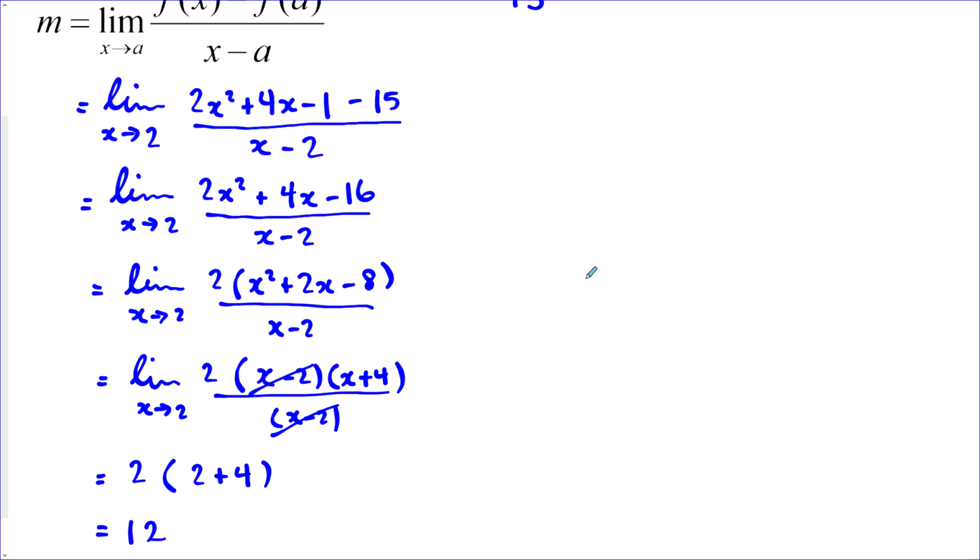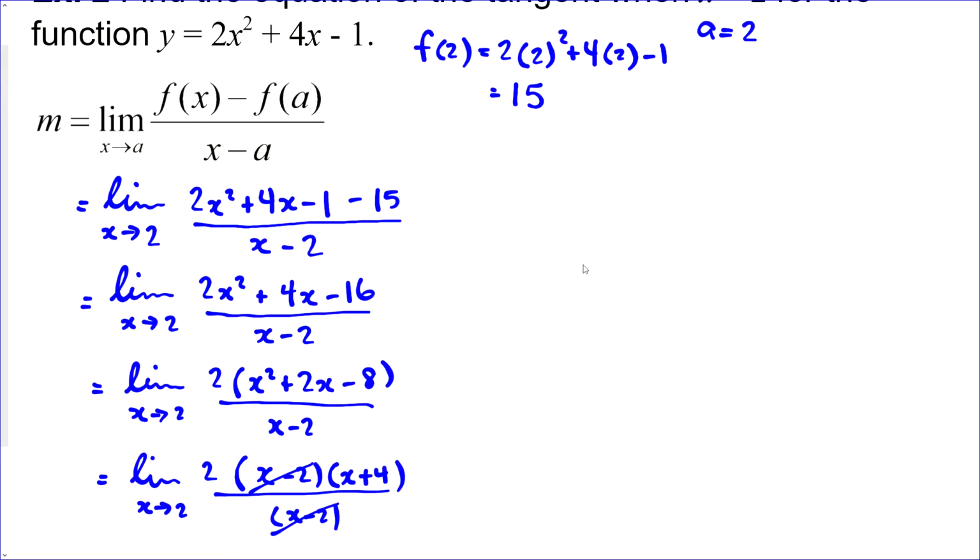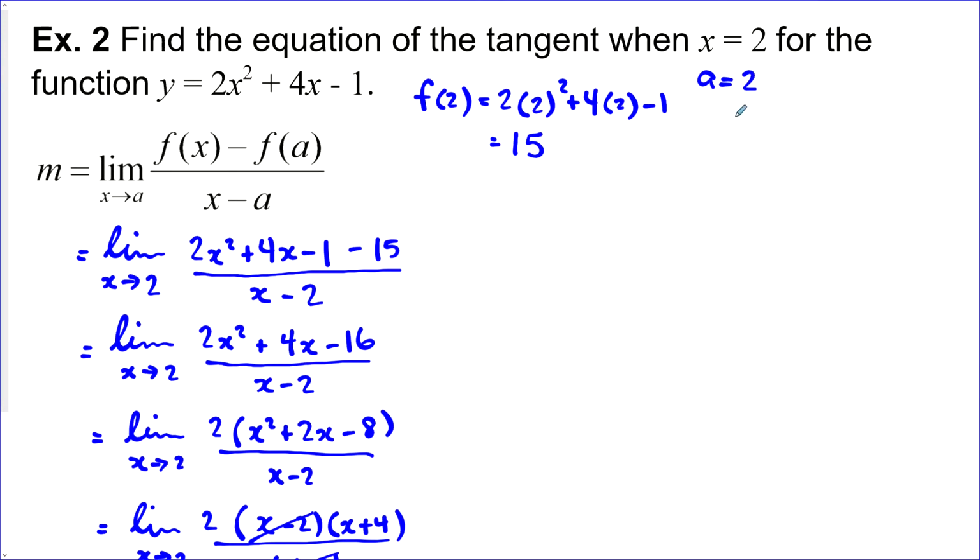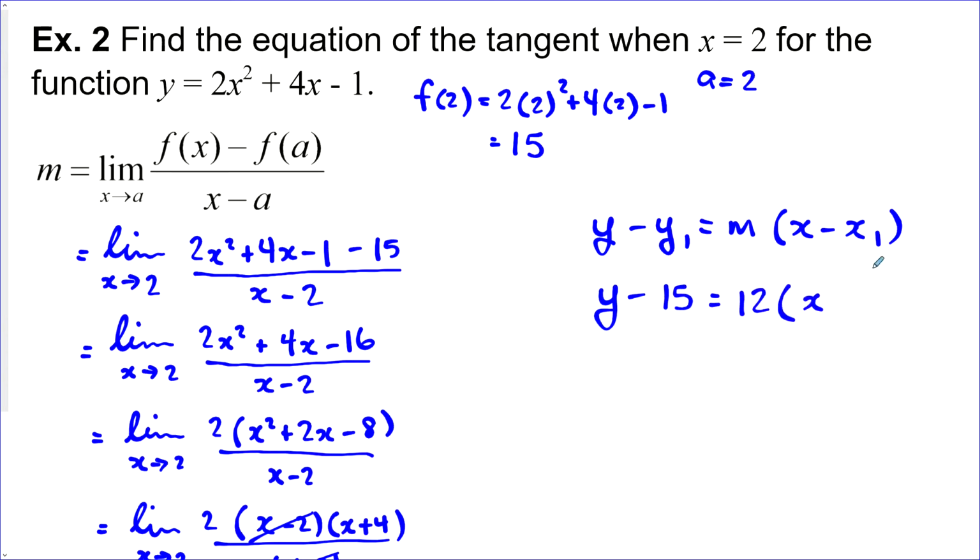Now let's go make the equation of the tangent line. Let's use slope point form because we have the slope now and we have a point here, 2, 15. So slope point form is y minus y1 equals the slope times x minus x1. So our y is our variable minus the y1, which would be 15 in our case. The slope was 12. X is our variable, and x1 is the x value of this point we know, 2. And there is the equation of the tangent line.